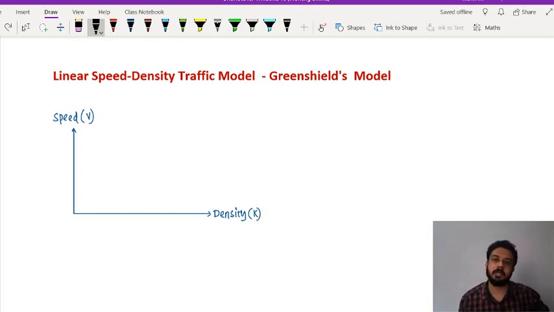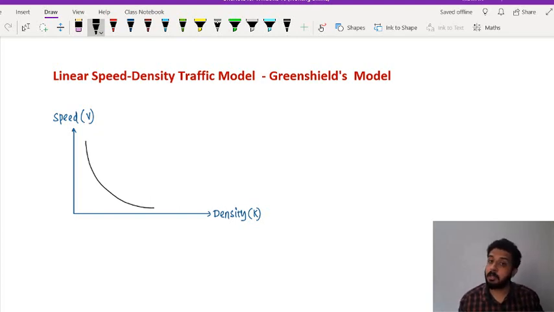Now see, practically speaking, as the density increases, obviously speed will decrease. Now we have already discussed what density is. Density is the number of vehicles in 1 kilometer road stretch. So as the number of vehicles on the road increases, obviously you cannot go at higher speed, you have to decrease your speed. Or I can say, if there are only 2-3 vehicles on the road, you can go at very high speed, right? So practically it is found that as density increases, speed will decrease like this.